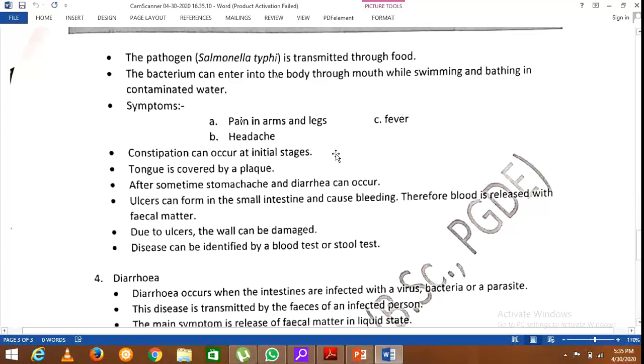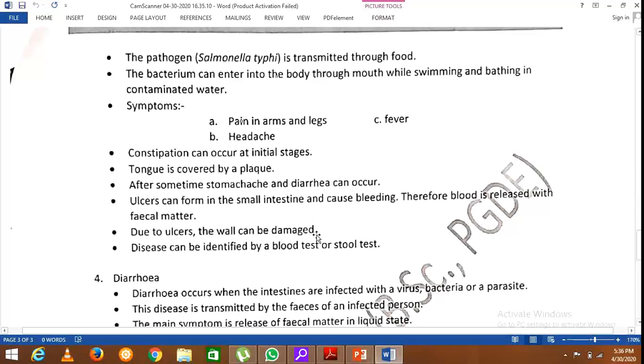So at the beginning, at the initial stages, constipation can occur, and when we observe the tongue of a patient who is suffering from typhoid, there is a plaque over the white colored layer on the tongue, and after some time stomach ache and diarrhea can occur, and ulcers can be formed in the small intestine causing bleeding. Therefore, blood is released along with fecal matter. Due to ulcers, the wall can be damaged.